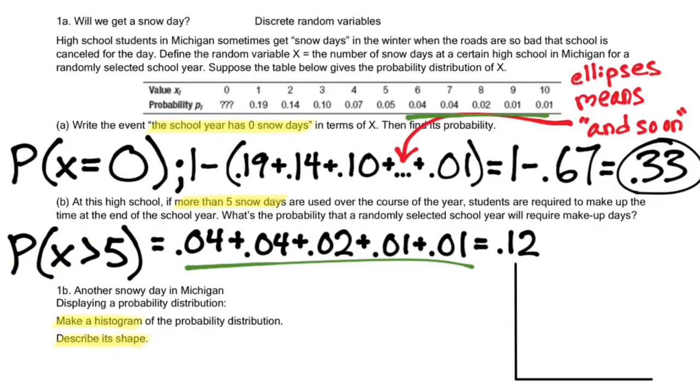Greater than 5 means you would take 6, 7, 8, 9, and 10 snow days, and you would add all of those values together, which would give you 0.12. Part 1b. Another snowy day in Michigan, displaying a probability distribution.